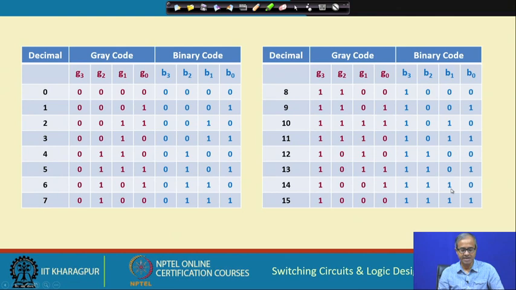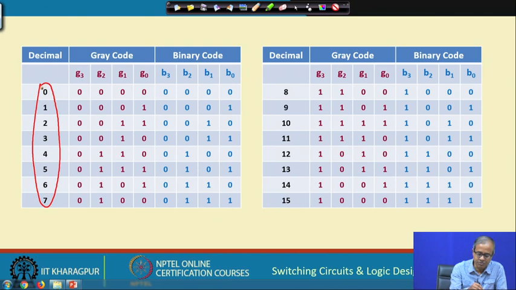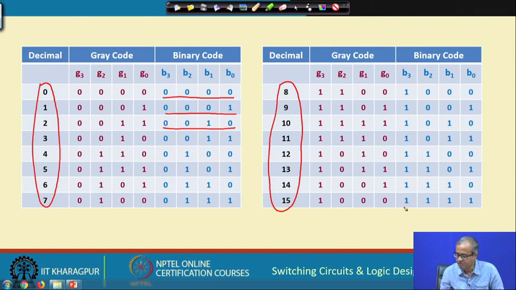This table shows a 4 bit gray code and also the corresponding binary representations. The first column shows the decimal numbers 0 to 7, 8 up to 15. And these are first the binary representations. So, as I have already seen, 0, 1, 2, 3, 4 up to 15. Side by side, we have also shown the corresponding gray codes. These are the gray codes for this decimal number.